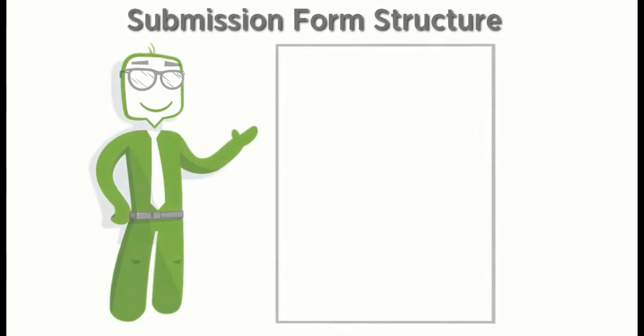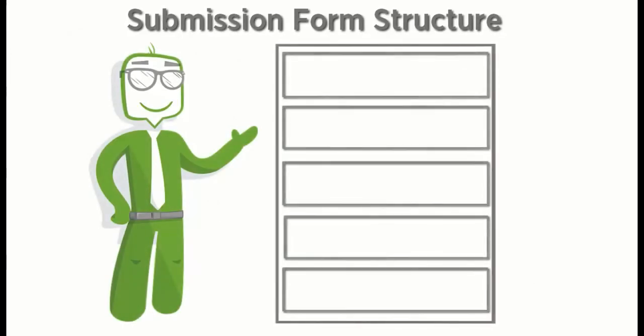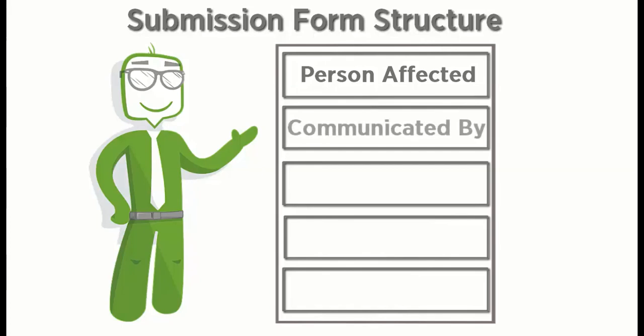A default multi-issue feedback form consists of the following 5 sections. Person affected. If a person was affected in the event, you type in key information about him or her, such as first name and last names, address, and MRN in this section. Communicated by. This section requires you to enter the details of the person who communicated the feedback to your organization. Often, it is the same as the person affected.